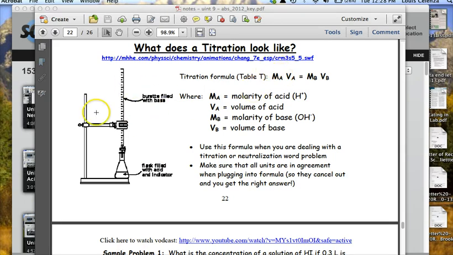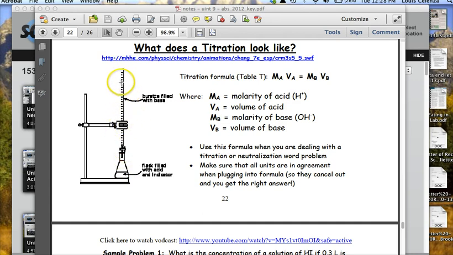So, it's a basic setup, and this is the exact same setup that we're going to use. This is a burette. This is a flask with an indicator in it, and the indicator that's generally used is phenolphthalein. And remember, phenolphthalein is colorless in an acid, and it's pink in a base. There's also a clamp here to hold this burette.